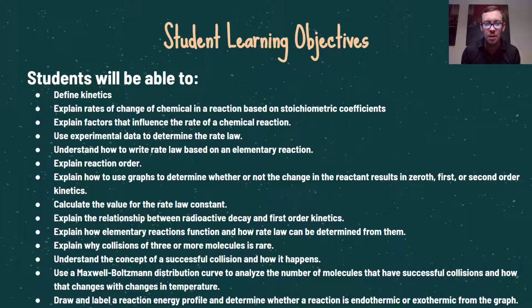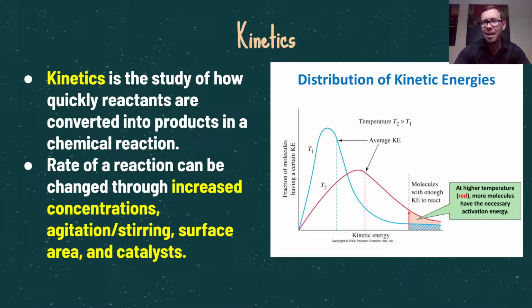can be determined from them, explain why 3 or more collisions are rare, explain the concept of a successful collision and why it happens, use a Maxwell Boltzmann distribution curve to analyze the number of molecules that have successful collisions, and label a reaction energy profile and determine whether a reaction is either endothermic or exothermic. It sounds like a lot, but I think you'll get a pretty good idea of what we're looking at as we go through and complete each of these learning objectives. Let's go ahead and dive on in.